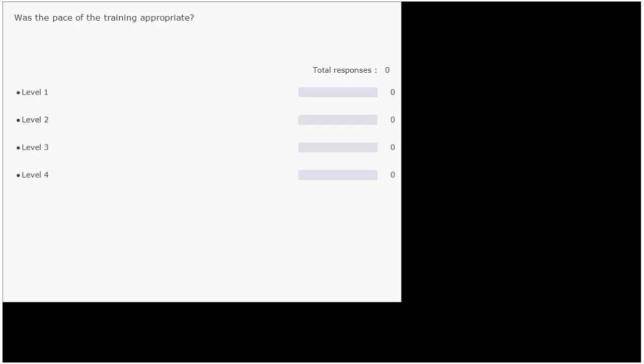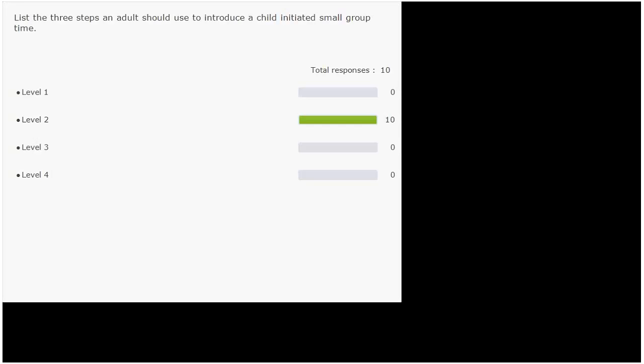Okay, let's move on. Was the pace of the training appropriate? All right, we're in 100% agreement. Reaction, participant reaction. List the 3 steps an adult should use to introduce a child-initiated small group time. Okay, we're in agreement here too. You're asking something they learned about, and can they talk about it? Can they write about it in the evaluation? Right on.